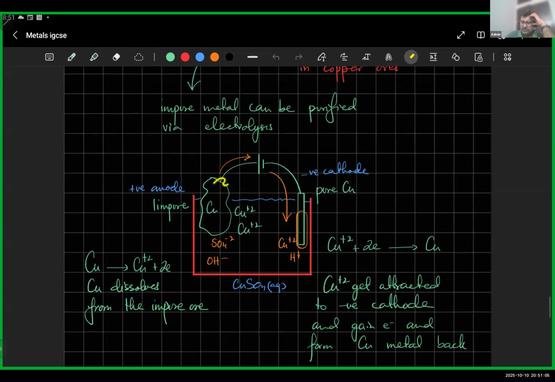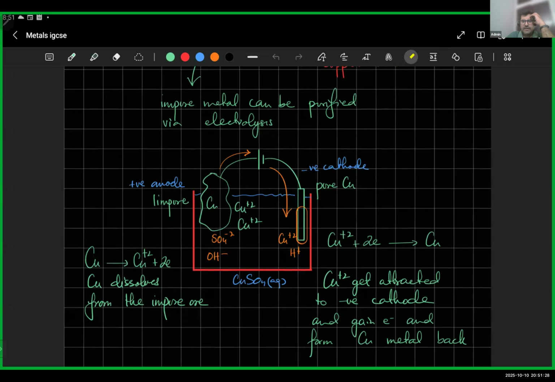So you took the impure copper, put it at the anode. The battery would pull electrons out of it. It will turn into ions, copper ions. It will dissolve, and all the copper ions will get attracted to the cathode, which is the negative cathode, where they would gain electrons and become copper back again. So you'll start getting a deposit of copper forming on the cathode.